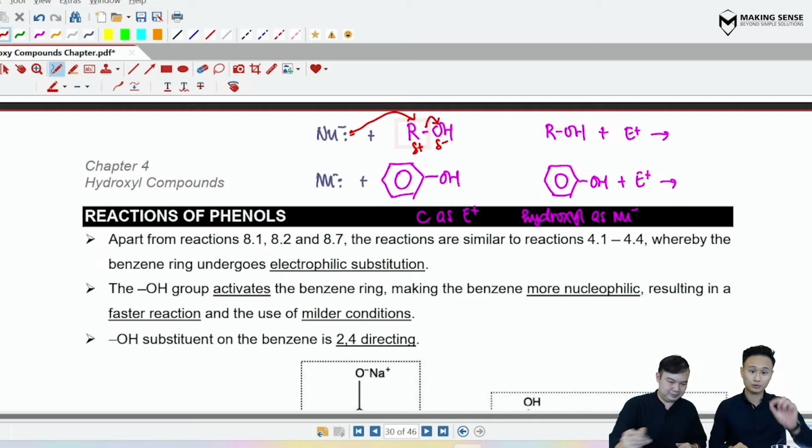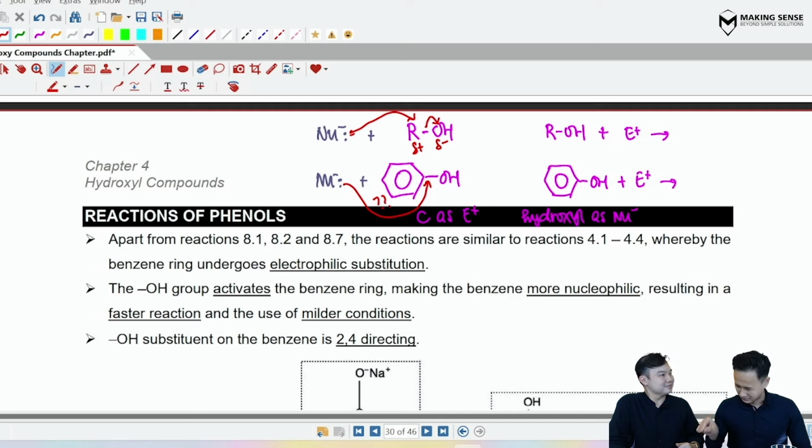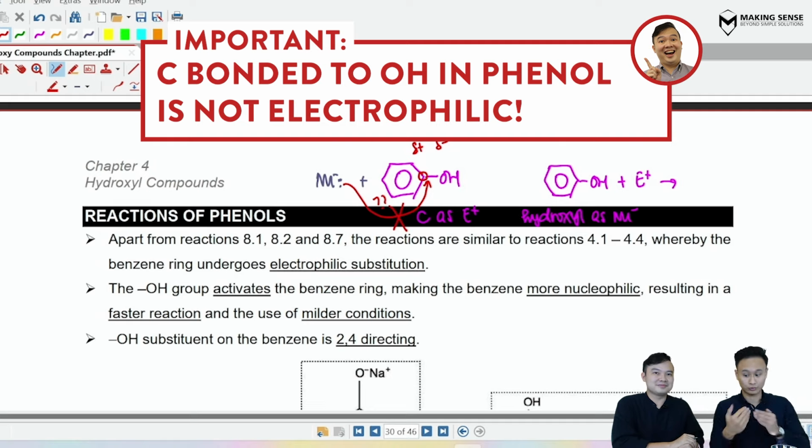Now, if I try to do this with a phenol, you will realize that this does not work. Because, Mr. Leong, is that carbon in the phenol ring that's holding on to the oxygen electrophilic? This carbon is part of a benzene, and we all understood that benzenes have high electron density, so I highly doubt that carbon is going to be electron deficient. Exactly. So when a nucleophile tries to approach that carbon, it repels. Phenols do not behave as electrophiles, so do notice the difference.